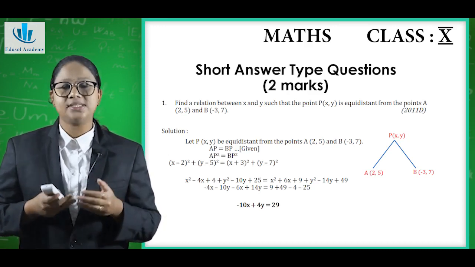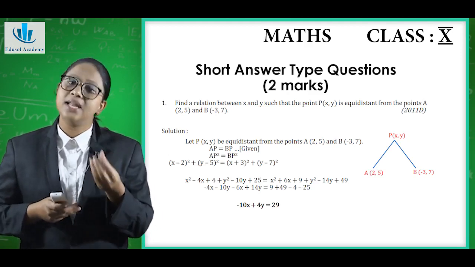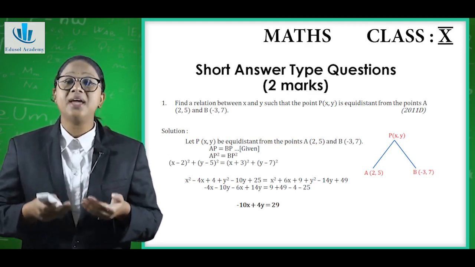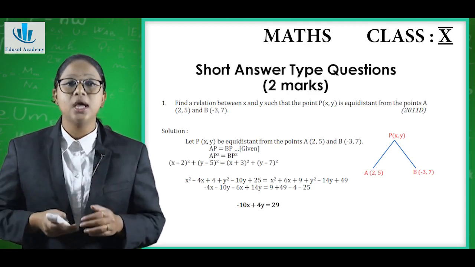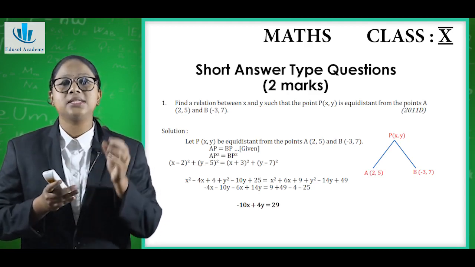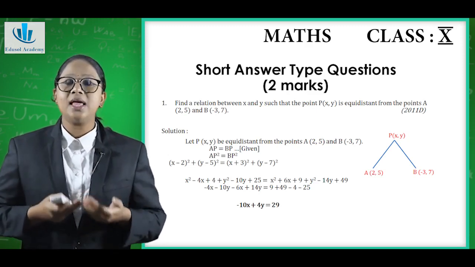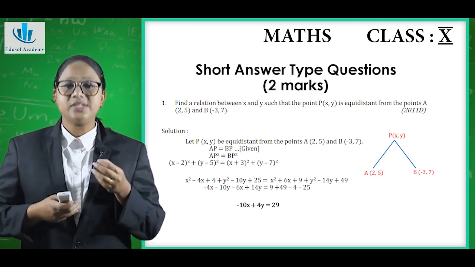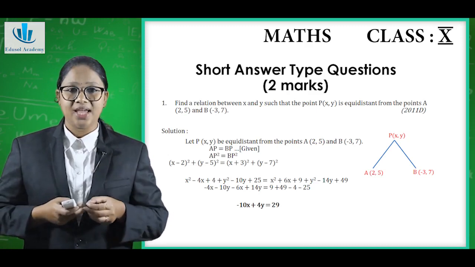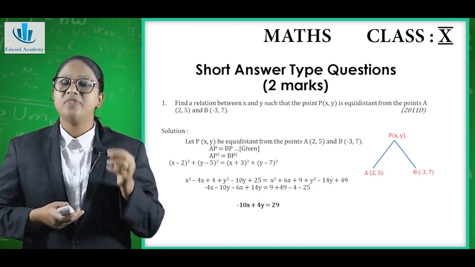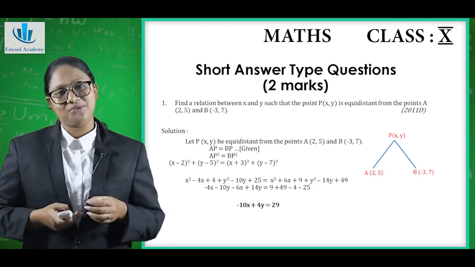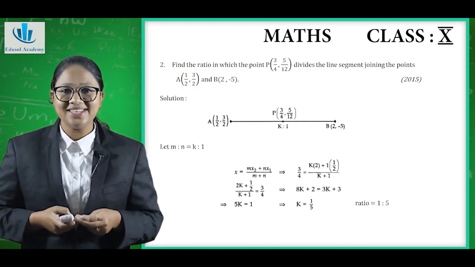Now, we don't know x and y. The question is to find a relation between x and y, as in find an equation with x and y in it. So upon cancelling and picking up like terms and adding or subtracting, we will get the equation as negative 10x plus 4y is equal to 29. Now that's the relation connecting x and y. Moving on to the next question.